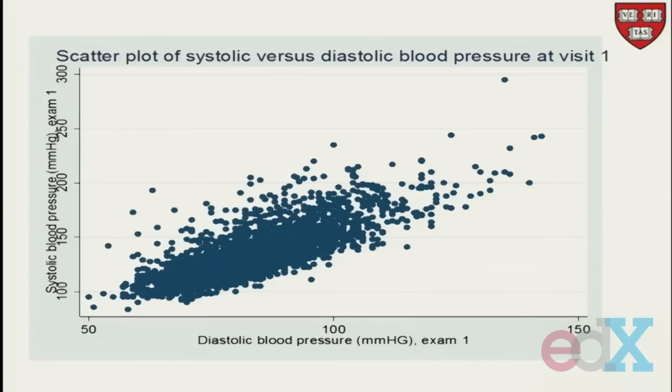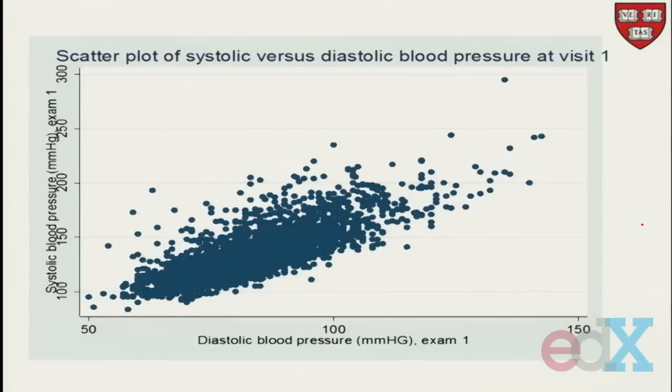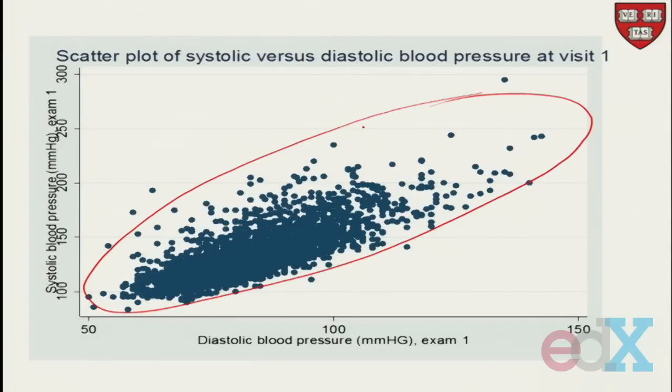Okay, so for example, here's a scatter plot of systolic versus diastolic blood pressure at visit 1. So, not surprisingly at all, we see this pattern emerging here. Basically, if we put these into sort of an ellipse like this, we see that the ellipse is pointed up, and that it's pretty tight actually.